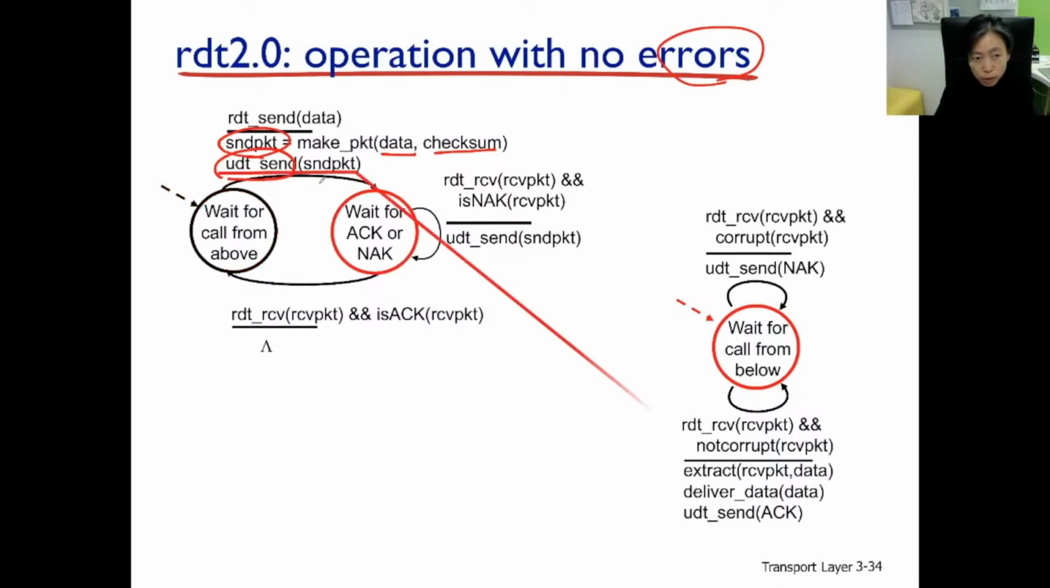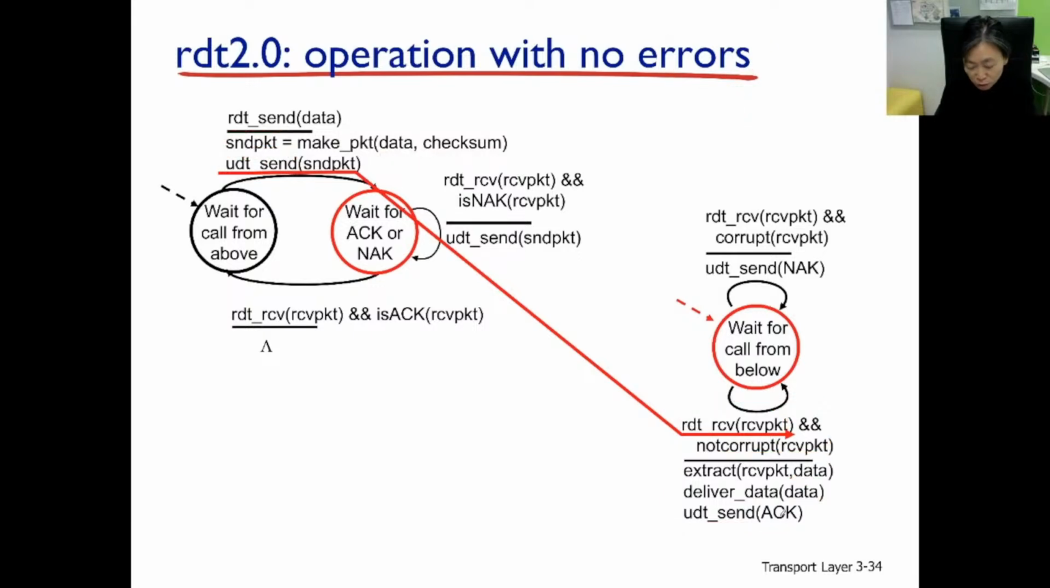All right, so that packet is going to arrive at the receiver end. The receiver side of RDT 2.0 will be called. But there's no error. So this is the no error case. It's going to pass this condition, receiving a packet from below and it's not corrupted, therefore triggering these actions being taken. Data is extracted out of the received packet, delivered to the receiving process, and a positive acknowledgement is sent back.